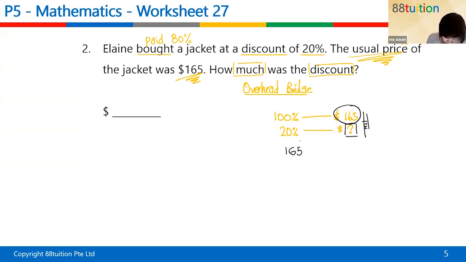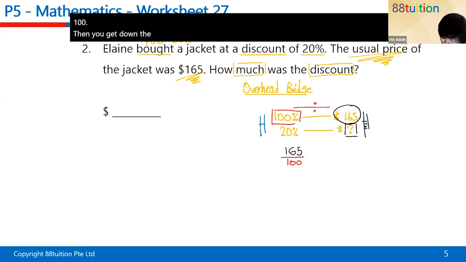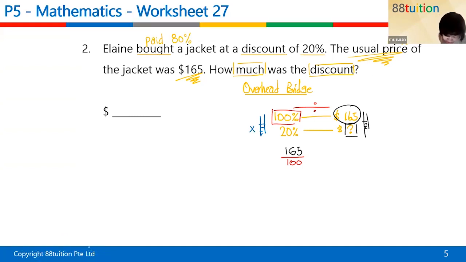165. And what do you need to do? You need to divide. Okay, what do you divide? Divide by 100. Then you get down the escalator. What must you do? You multiply. Okay? Multiply by 20. So what can you do now is to reduce them to the simplest form. 1 and 5. So 165 divided by 5.